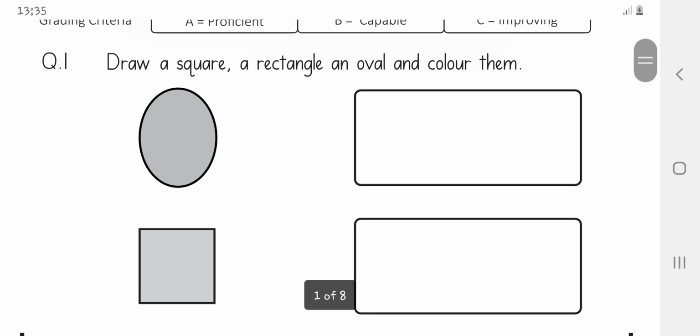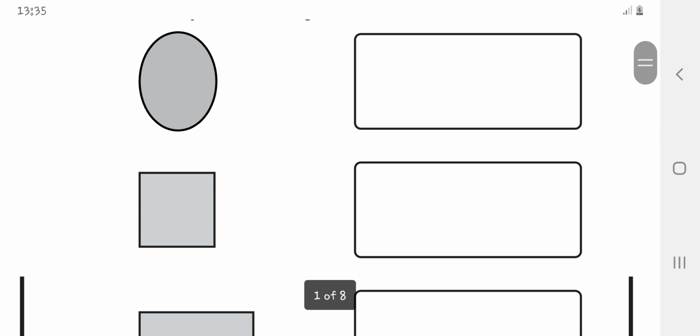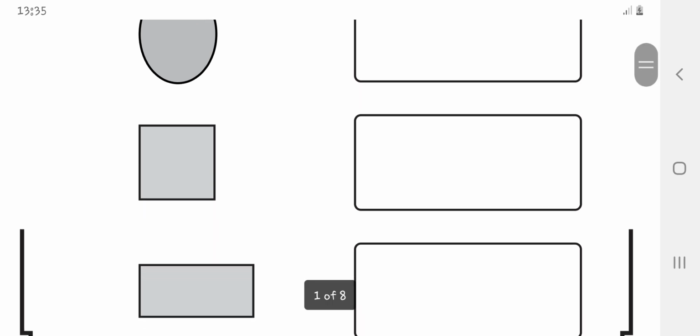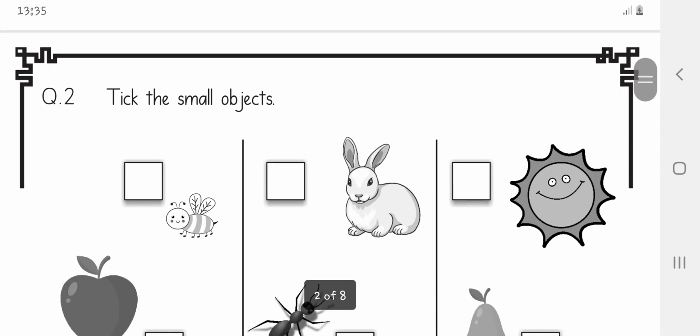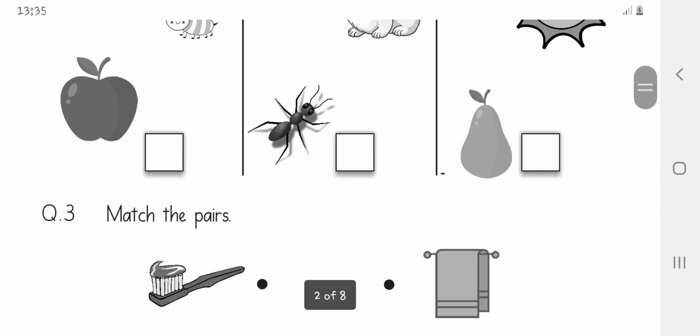So question number 1 is draw a square, a rectangle, and an oval, and color them. The shapes are given on this side. In this box, the students will draw the same shape and then color it. Number 2 is tick the small object. You have to look from top to bottom. So there are 3 sets of objects given. They have to tick the one that is small. So between the bee and the apple, they have to tick the one that is small.